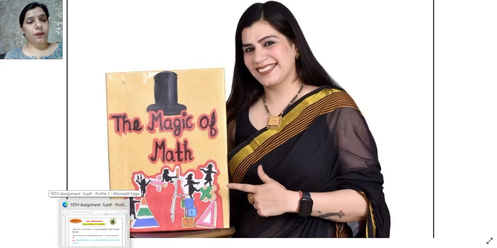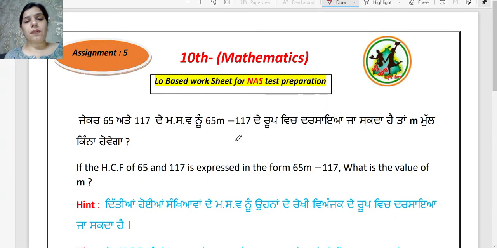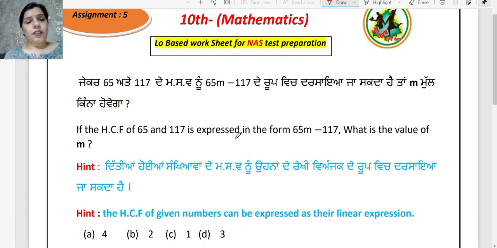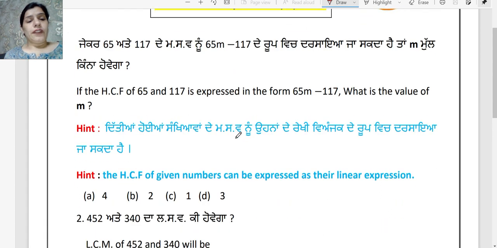So let's begin with assignment number 5, class 10th mathematics, LO based worksheet for NAS test preparation. Students, the first question goes: if the HCF of 65 and 117 is expressed in the form of 65m minus 117, then what is the value of m?